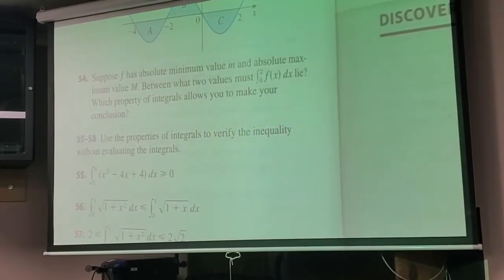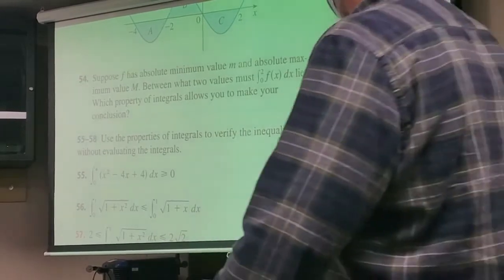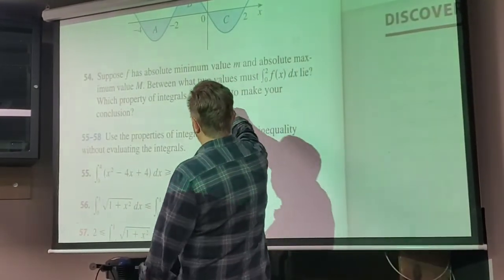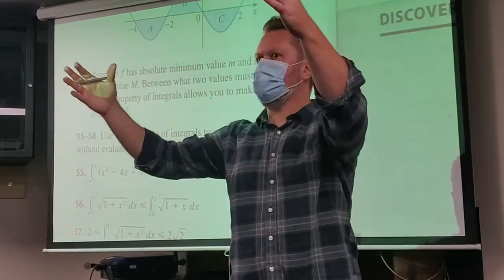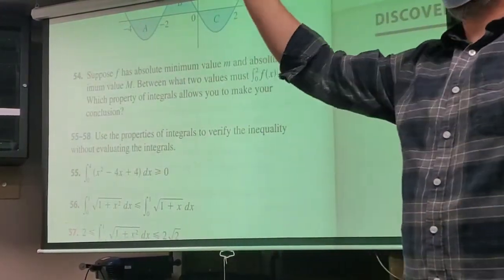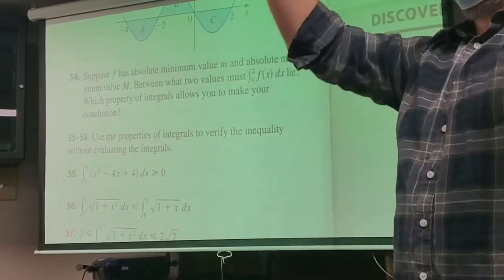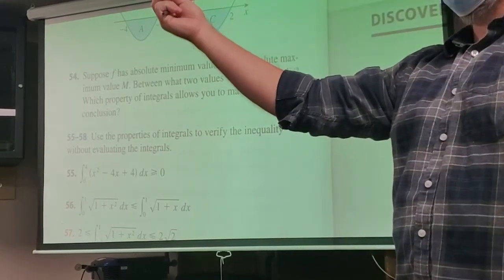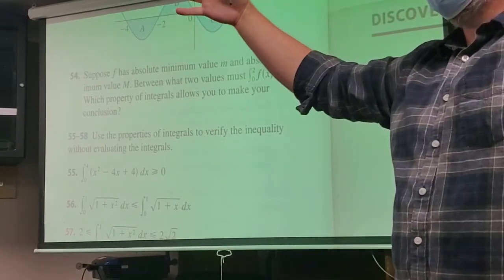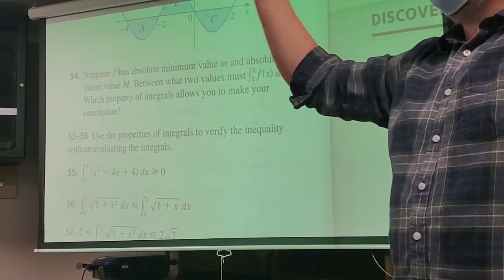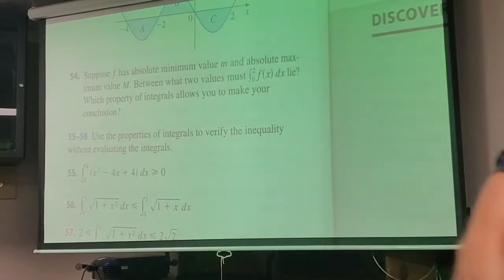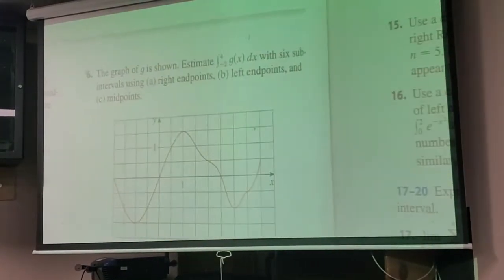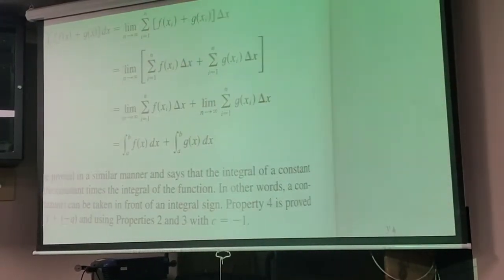Which property kind of embodies this idea? Between what two values must this lie? I mean, there must be a property then that looks like what? If I want something to be between two things, it must look like an inequality, right? So which property deals with capturing the integral between two values? Not quite. I appreciate that. We're going to use the squeeze theorem today, by the way.